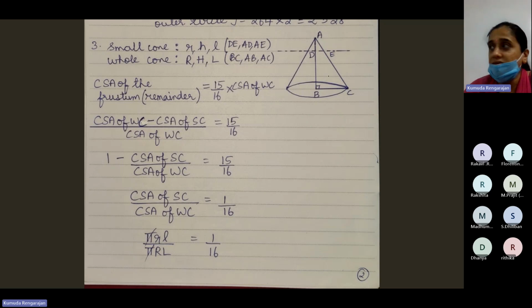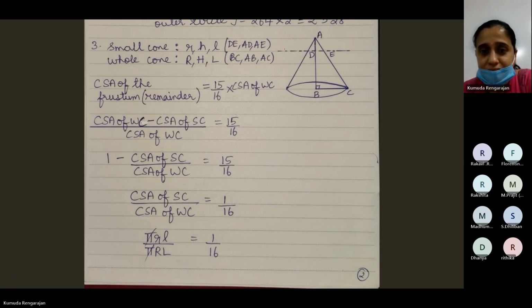So you understand the diagram. This is the plane which cuts through the cone parallel to the base. Plane is something flat. Anything flat, something sharp and flat, is a plane. So this is the plane.